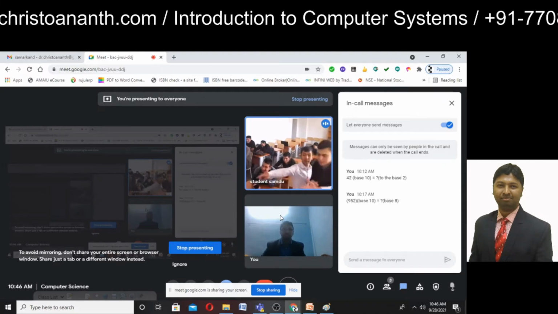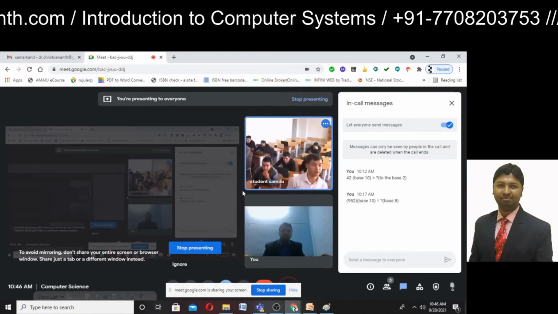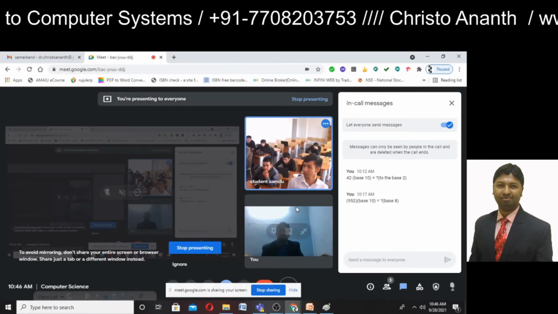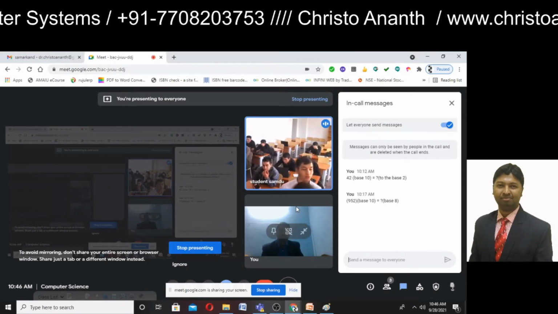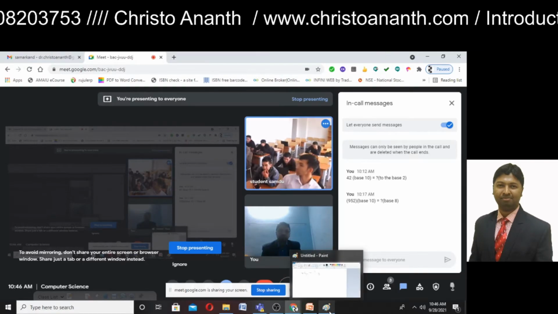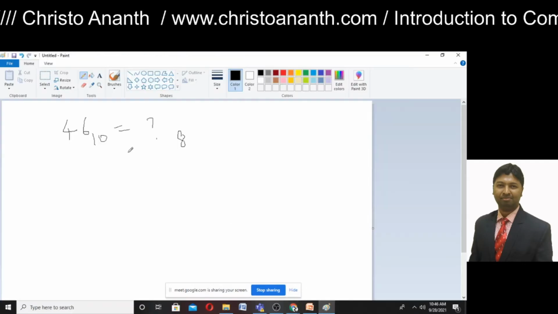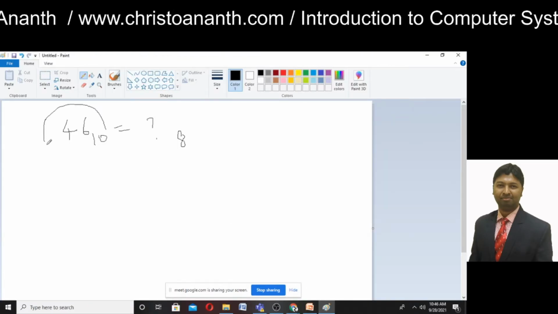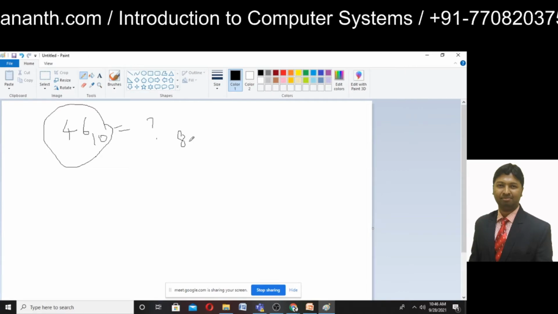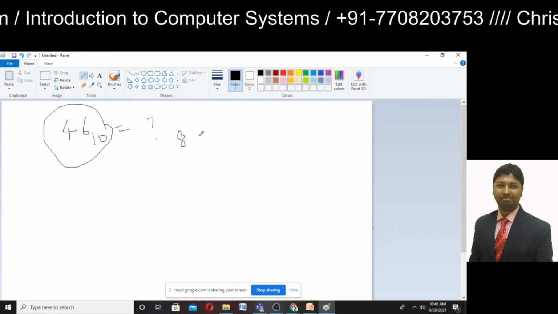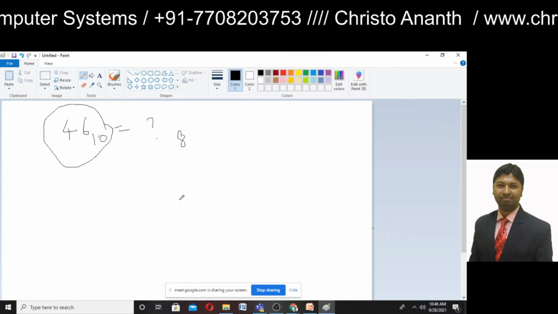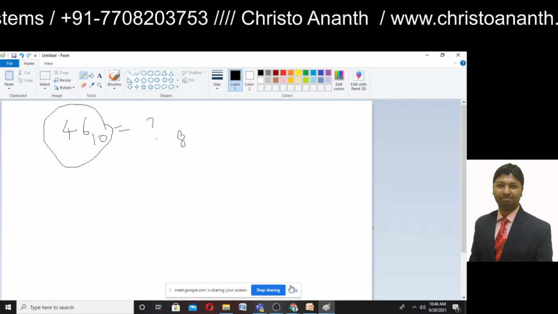Will you come, sir? We need to divide 46 by 8. So this is the answer you got in the first step, 46. This one you are going to convert to the base 8. Just a minute. Everybody solve it, but that student is going to give the answer.